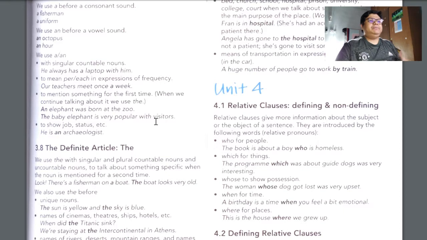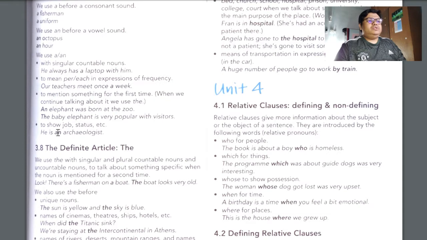Itu kali pertama. Tapi once we want to refer to that same elephant again, okay, so we have to use article the, definite article. Okay, contohnya macam kat sini lah, an elephant was born, mula-mula kita pakai an, lepas tu the elephant is very popular with visitors.